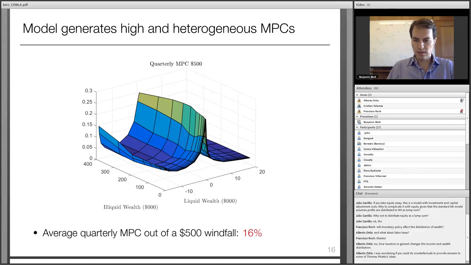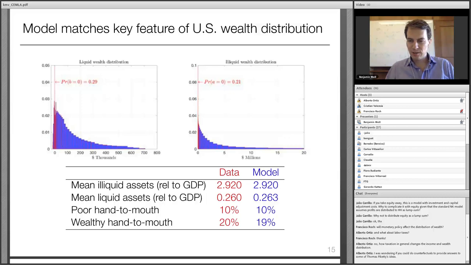I see. So let me follow up on this again. Alberto is asking, could you do counterfactuals to provide answers to some of Piketty's ideas? I see. So you want to put in the wealth tax and see what happens. Yes, I think you can for sure use this kind of model to look at that. We haven't really done that as part of this paper, obviously, because it's a totally different question.